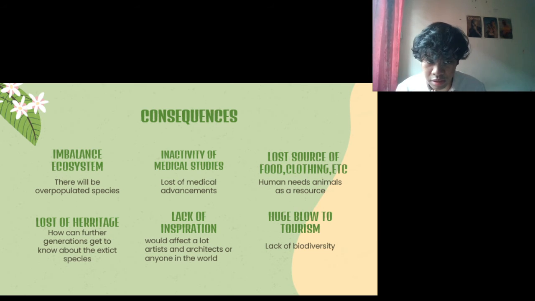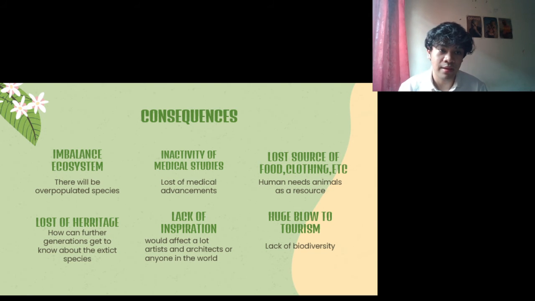The fourth one, loss of heritage. How can further generations get to know about the extinct species? Because in further generations, they would not know what the Malayan tiger is, and it is very important because the Malayan tiger is our national animal.